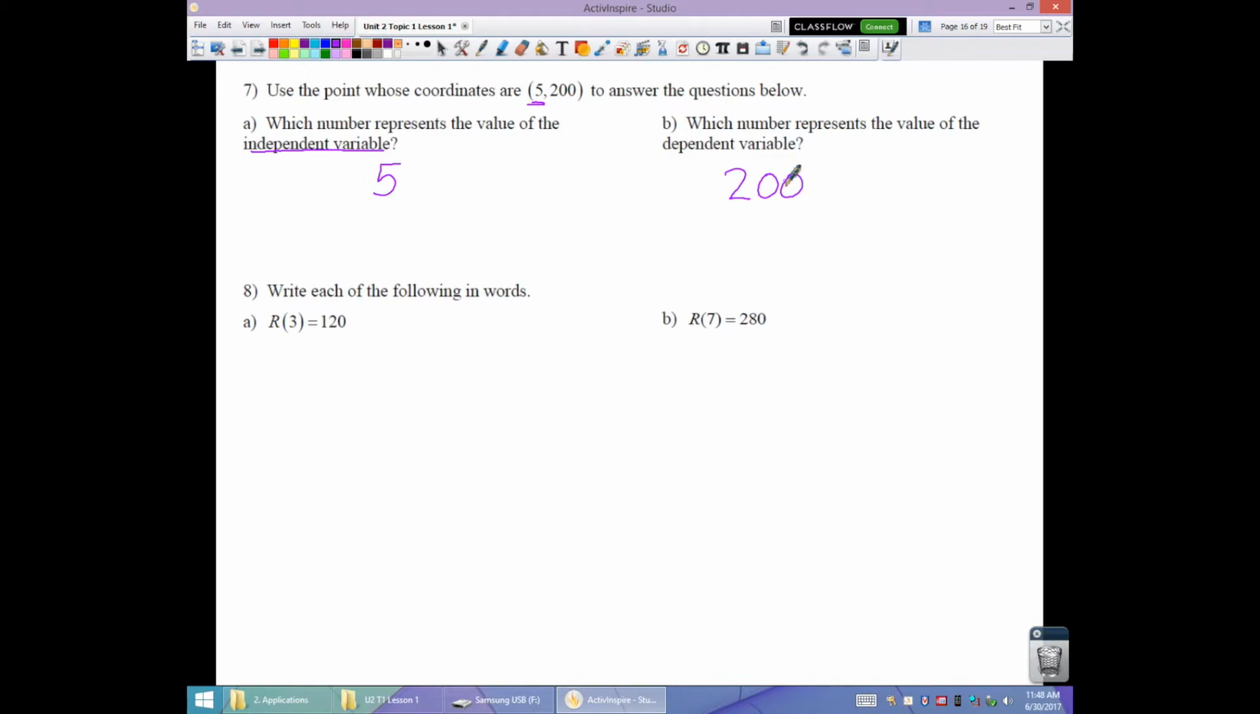Write each of the following in words. So R of 3 equals 120. Since that happened to be the point I chose back in number 4, I'm repeating myself here, but this is that the revenue if 3 swimsuits are bought is $120. And likewise then, R of 7 equals 280 means that the revenue if 7 swimsuits are bought is $280.